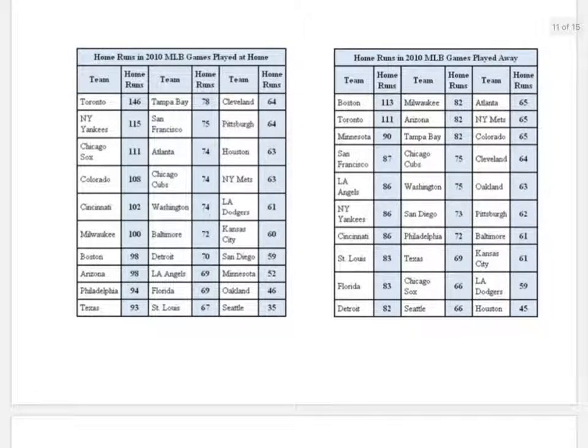So we're looking at 2 charts here. We're looking at home runs, games at home, and home runs, games away on the right. The first thing you want to find is your median. Luckily these numbers are already put in order, so we already have the maximum. If we're looking at the home games, it's Toronto, which has 146, and Seattle being the minimum, which has 35. In order to find the median, I want to cross off one from each side until I get to the one that is in the middle. So I'm going to go ahead and do that.